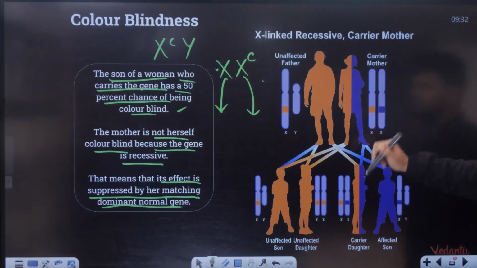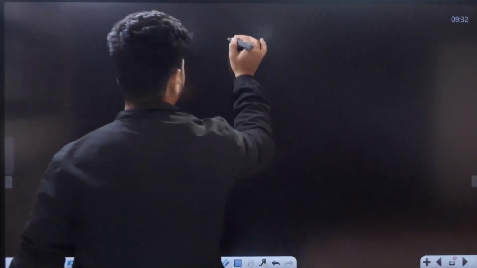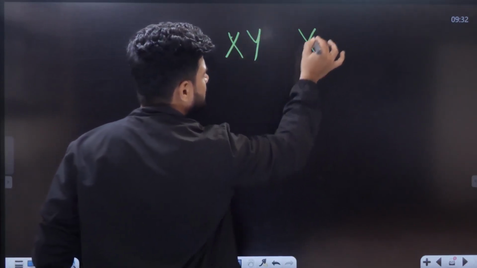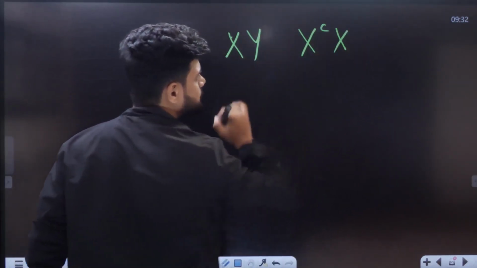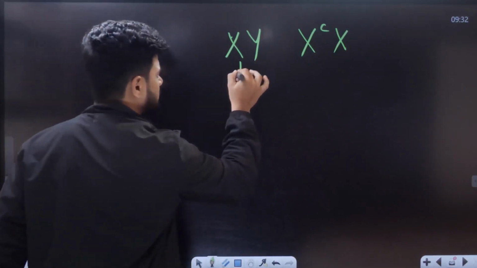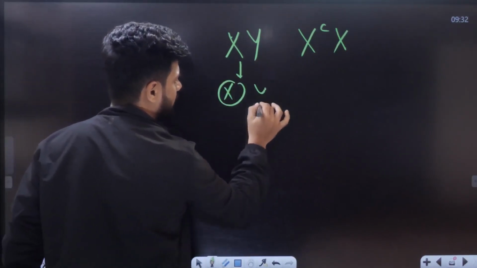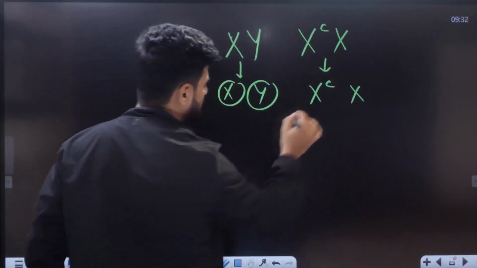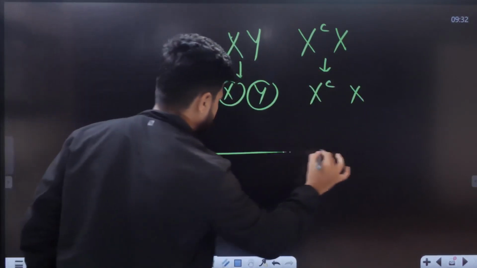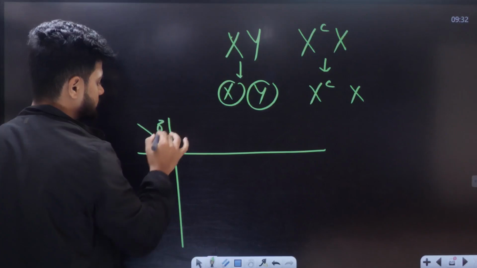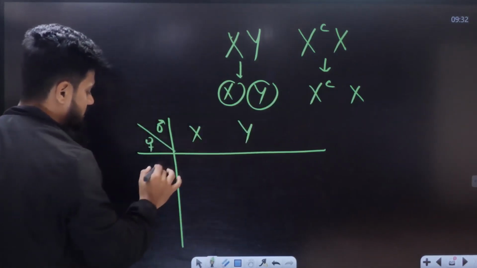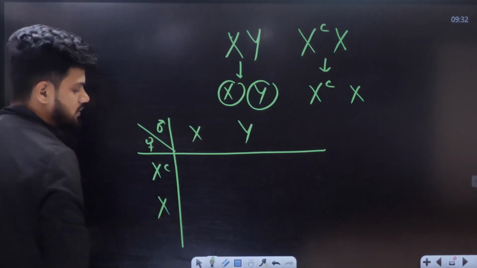One example is given here: an unaffected father. So let's take an unaffected father, XY, and a carrier female. Now what are the gametes we get here? X and Y, and X^C and X. Let's draw the Punnett square, all of you. Male, female. Male is XY, female is X^C X, carrier.